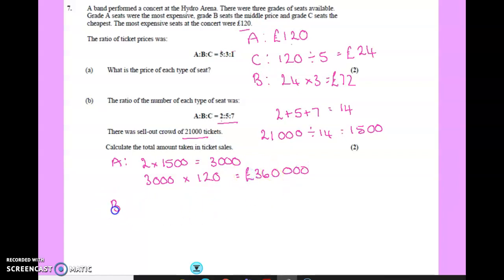Seat B is 5 lots of the 1,500, which is 7,500. So there are 7,500 seats. Each seat is £72 for B. So that will give us £540,000.